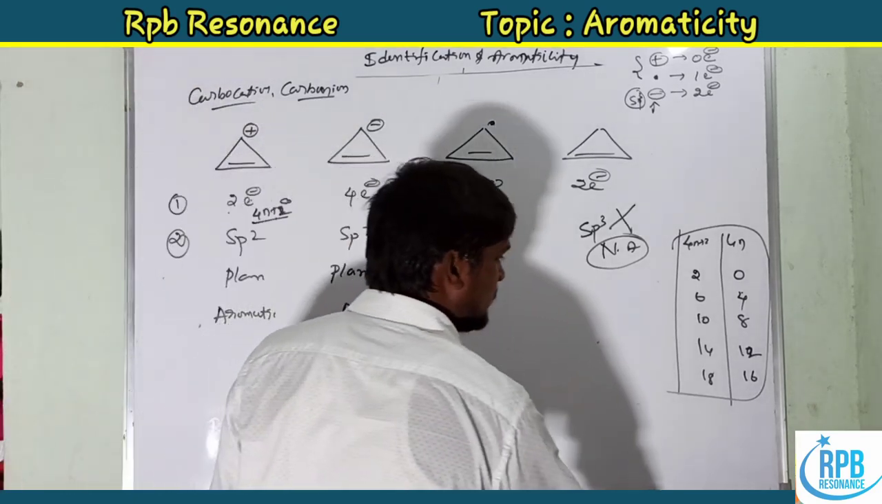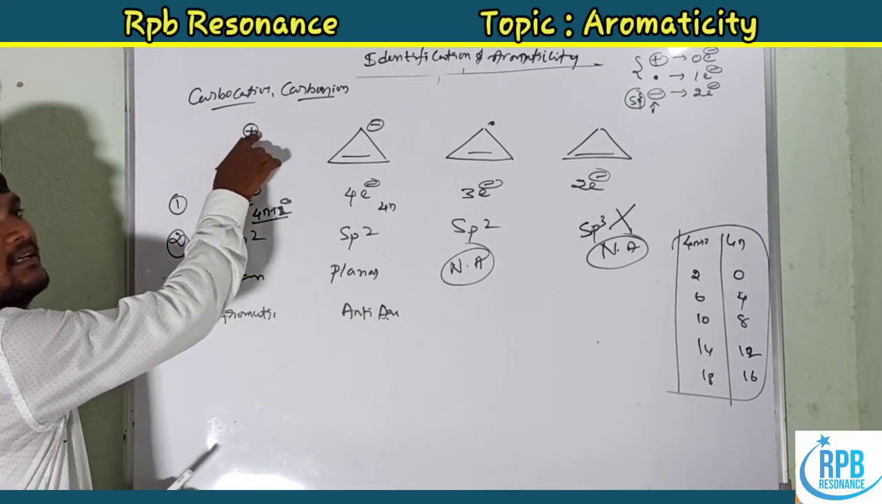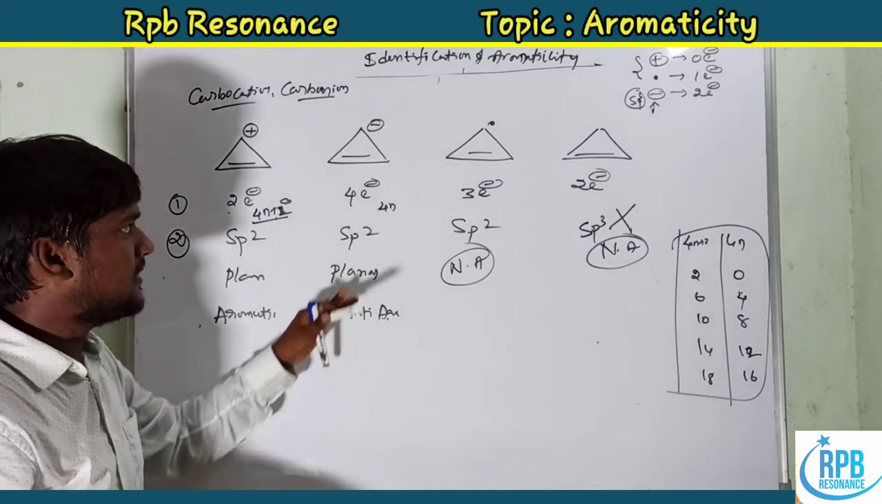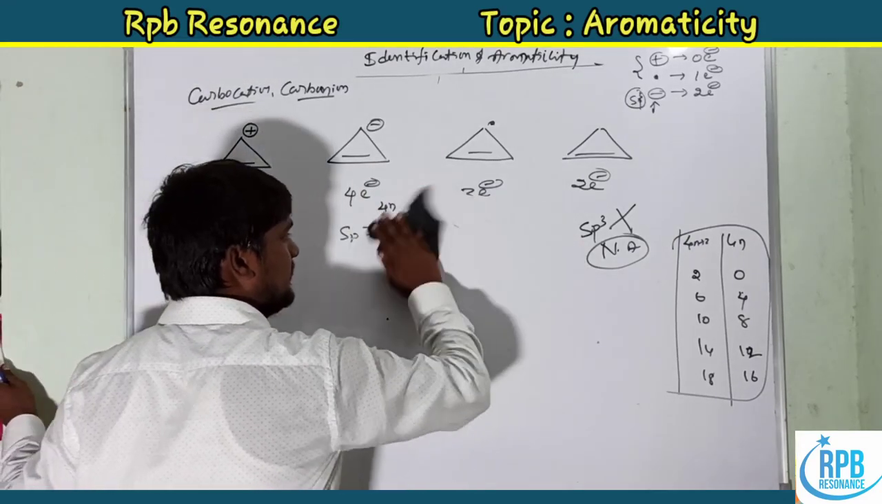Now let us move on to the four-membered system. I think it is clear. So the three-membered cyclic cationic system is aromatic, the anion system is anti-aromatic, and the radical is non-aromatic. Now let's move on to the 4, 5, 6 membered rings.